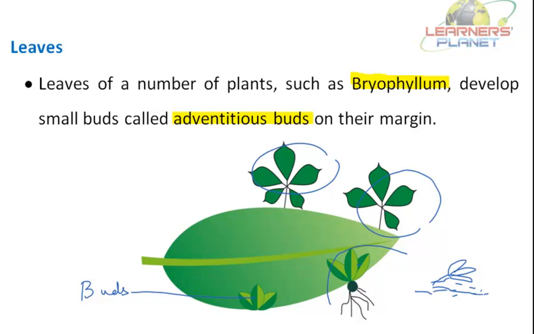So students, this was all about the natural methods of vegetative reproduction. In the next session, we will discuss the artificial methods of vegetative reproduction.